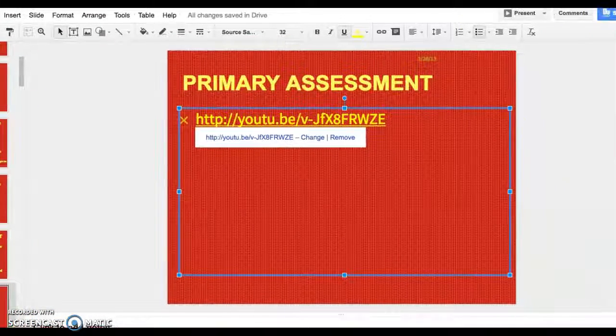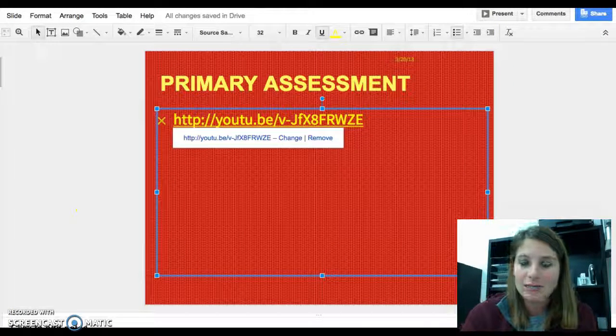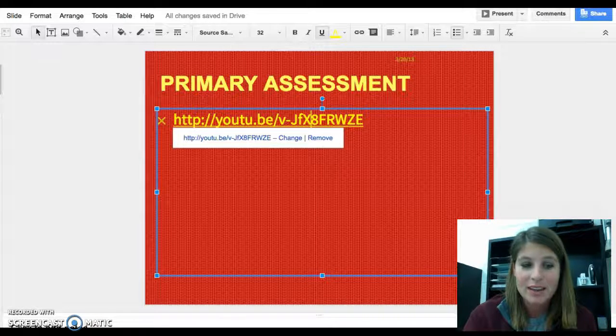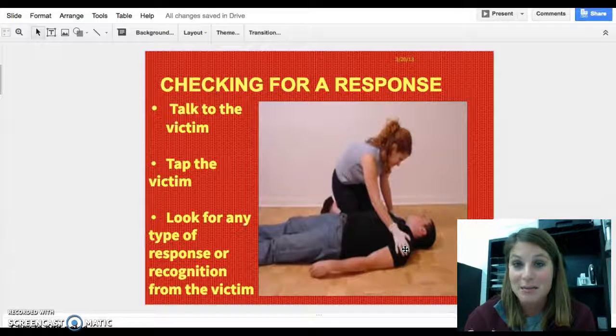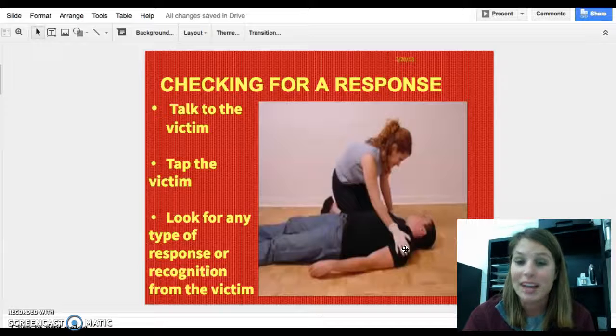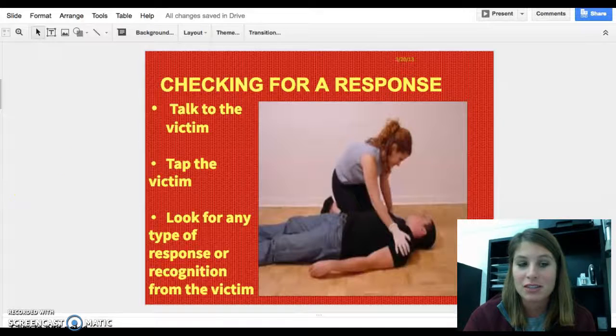Okay, so in that video, it was very short, but it was showing the different ways of assessing your responsiveness. You tap the victim, shout, "Hey, hey, are you okay?" They're either going to stir, make a noise, or they're not, okay? And that's kind of where we go from there. So checking that responsiveness, tap and talk to the victim. You do have to shake them, okay? You can't just barely touch them, all right? "Hey, hey, are you okay?" See, do they make any noises? Do their eyes open, okay? That is your first part of your primary assessment.